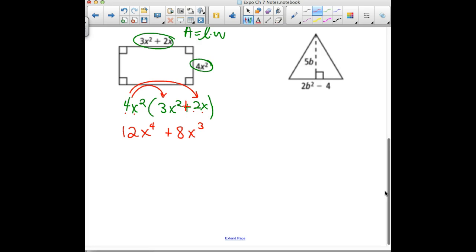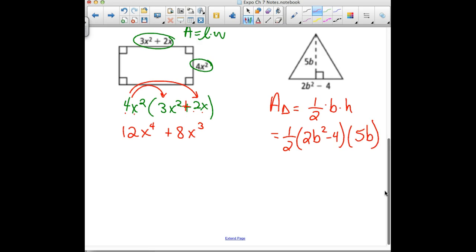All right, our last one is a triangle. And the area of a triangle's formula is a little different. It's 1/2 base times height. All right, so we're going to have 1/2. Our base is 2b squared minus 4, and our height is 5b. All right, well, let's distribute that 1/2.